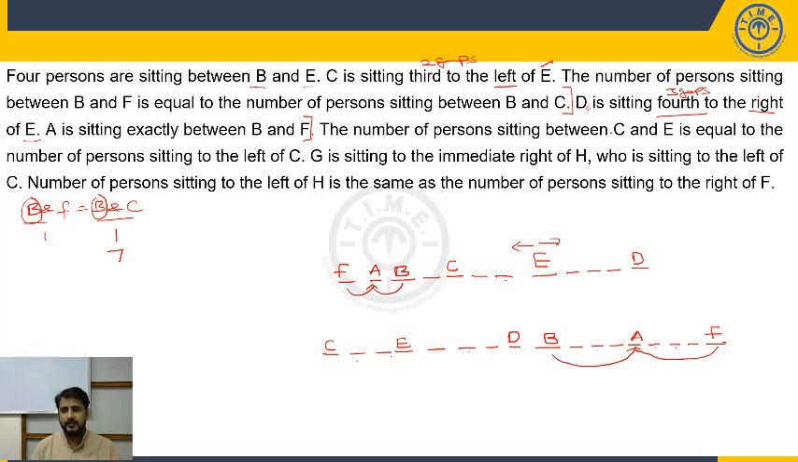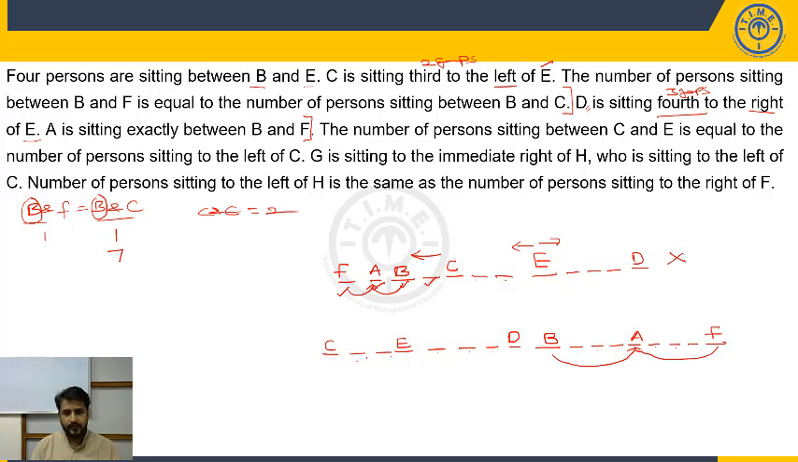The number of persons between C and E is equal to the number of persons to the left of C. The number of persons between C and E are how many here? 2. Between C and E, in this case, it is 2. So left of C, we also require 2 people. But we have already how many? 4. So this is not a valid arrangement. So this case is ruled out.